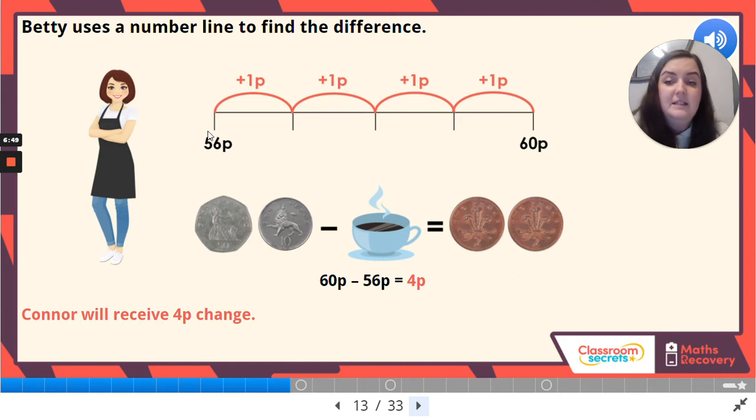So here, look, Betty's using a number line to find the difference. We've got 60p. We need to take away the amount that the coffee costs, which is 56p. So 60 take away 56, and she's left with 4p. So Connor gets 4p change. And Betty's actually done it by jumping up the number line. We haven't actually done this in class yet, in Year 2, but this is something that you might be able to practice at home. So she's putting the cost of the coffee there, and then she's jumped up instead of counting all the way back from 56 to 60.